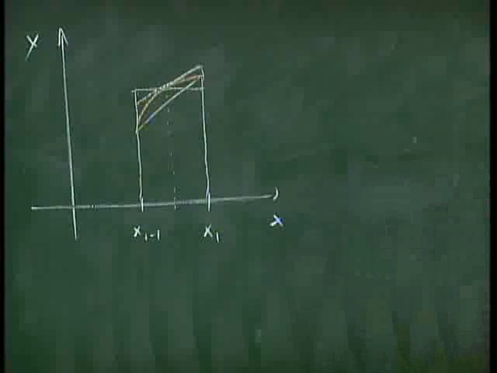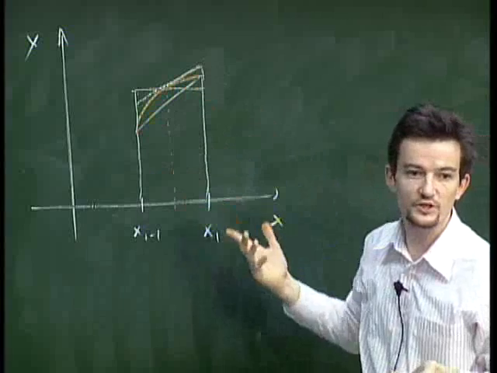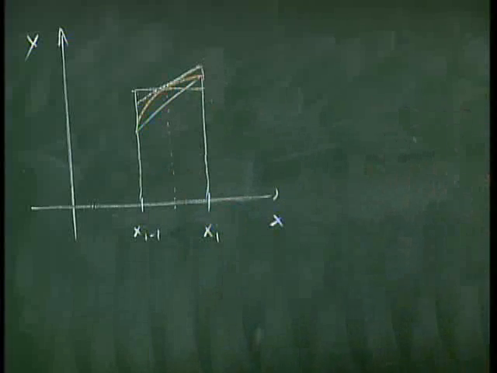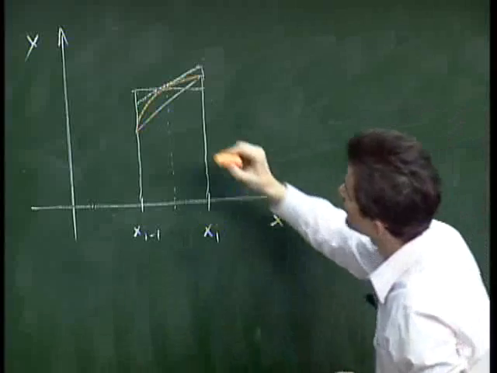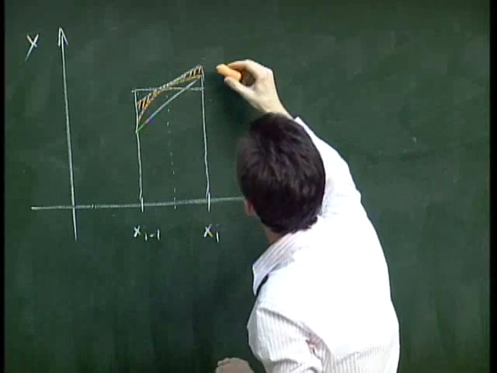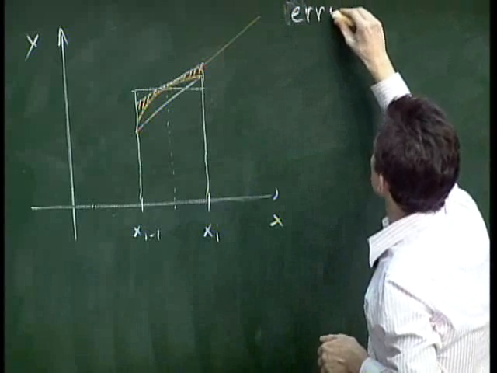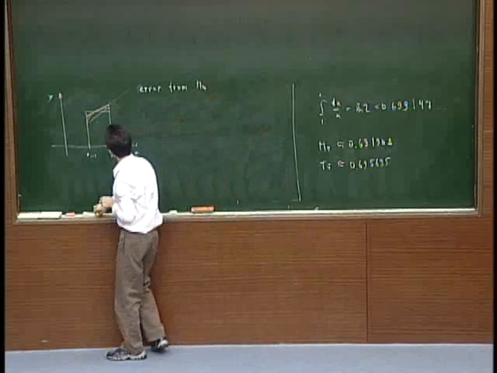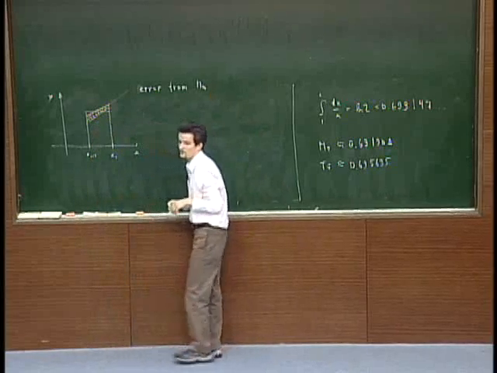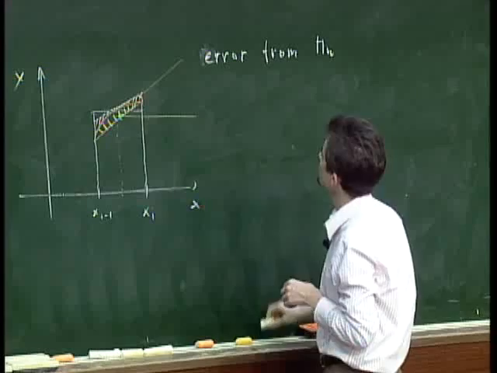Now you see that if I do this, the area of this rectangle compared to this trapezoid will not change. So actually what the midpoint rule does is approximate the given area by the area of this trapezoid here. So the approximation error from the midpoint rule is this here. And what you see here is the error from the trapezoidal rule.